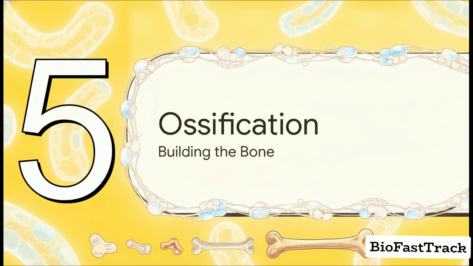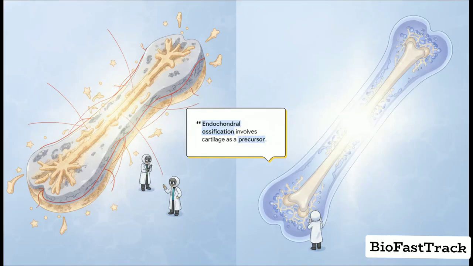Section 5, ossification, building the bone. So how does all this incredibly intricate tissue actually form during human development? Let's check out the intramembranous and endochondral pathways. And right out of the gate here, we have another major exam trap. You really have to know the difference between these two pathways.